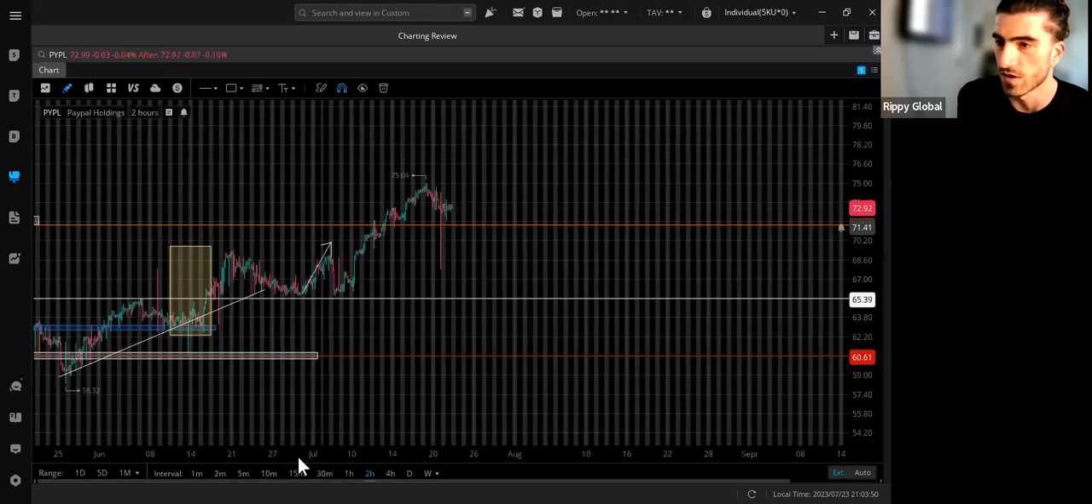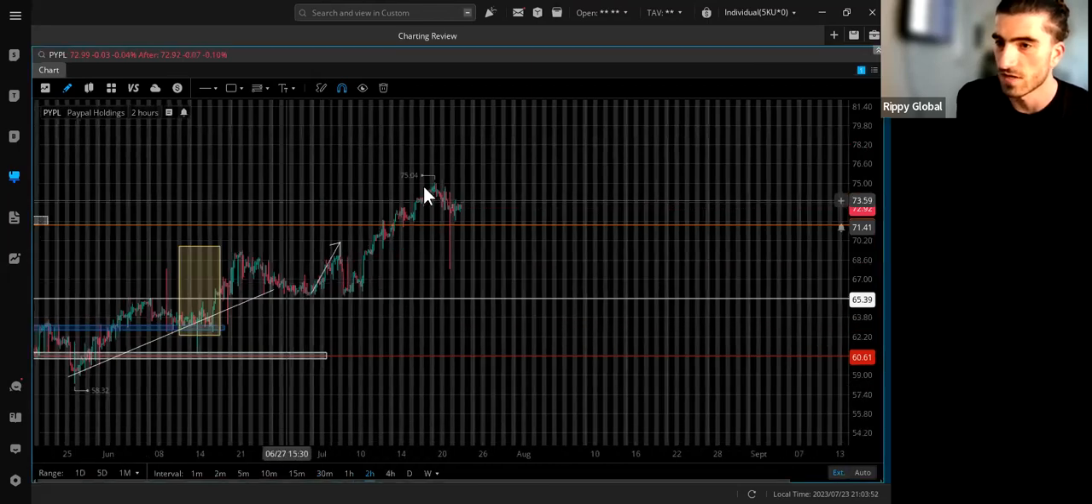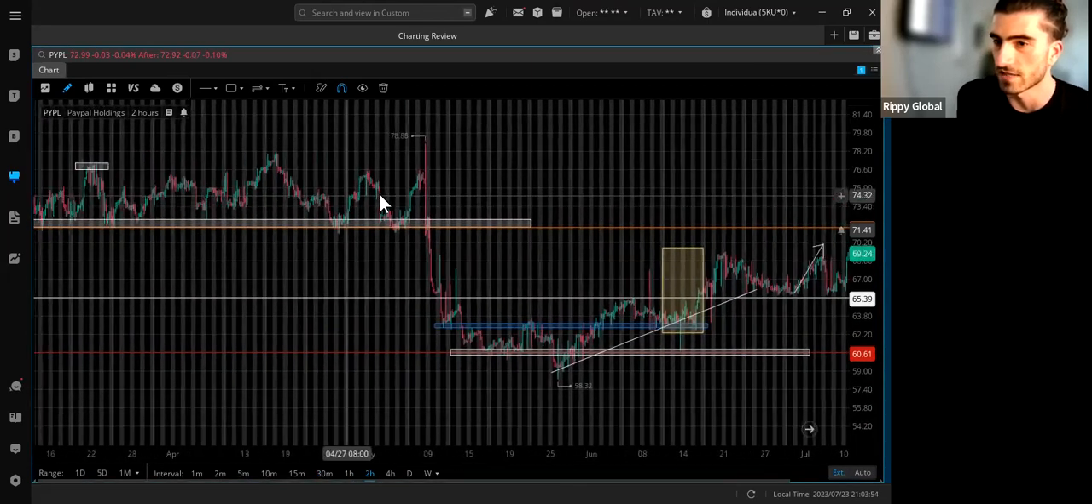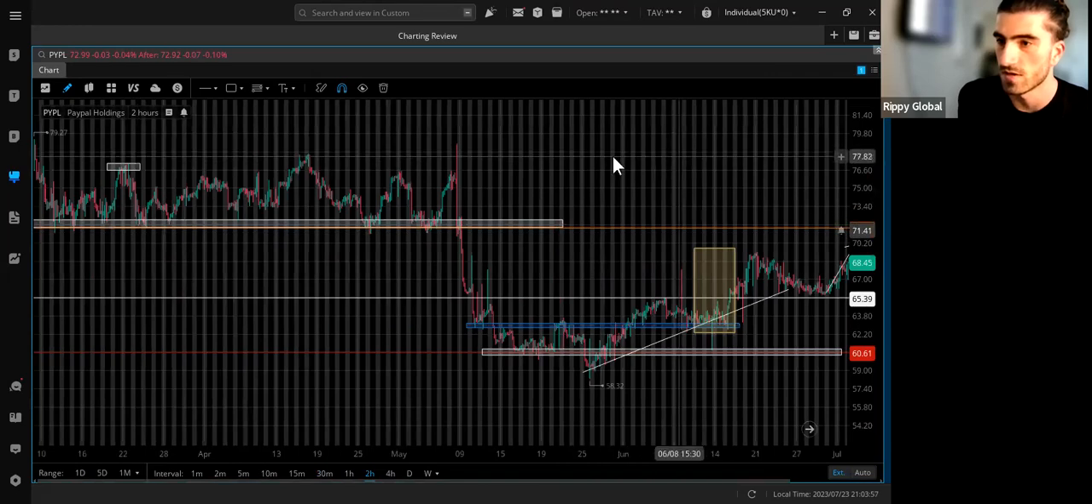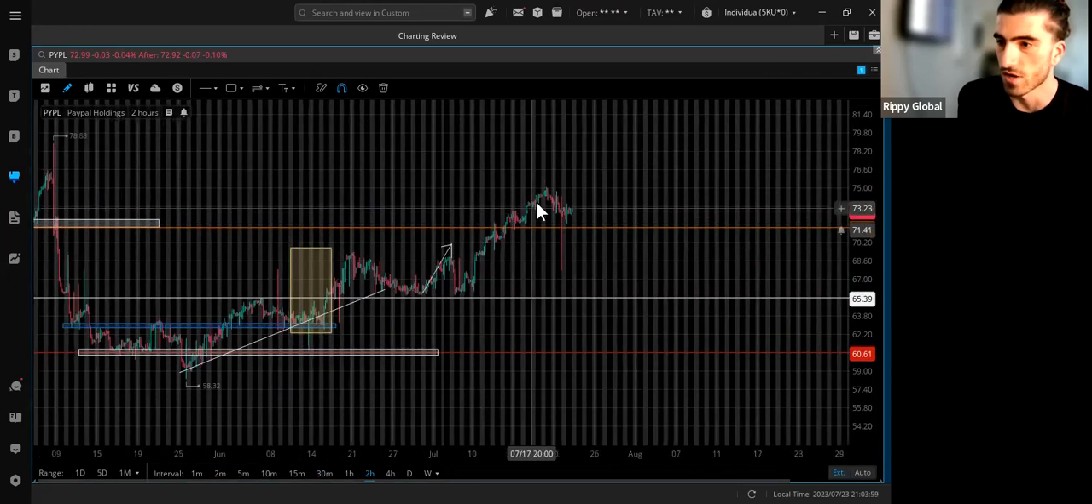So now looking at PayPal. PayPal, the main level I've been talking to you guys about, it acted as a historical support level. Now pulling back after breaking out, that level is roughly $71.50 a share. If we pull back, that is the zone I want to see hold.